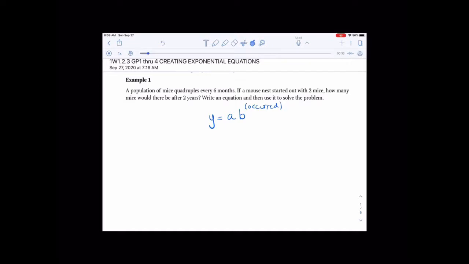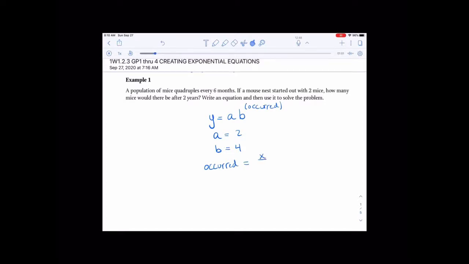Next, let's write down our known quantities. Our initial amount A is equal to 2 mice. We also know that the population quadruples, so B is equivalent to 4. And it has occurred, let's find out our interval here. So it has occurred how many times in 2 years?